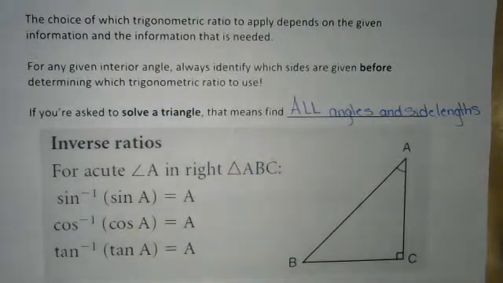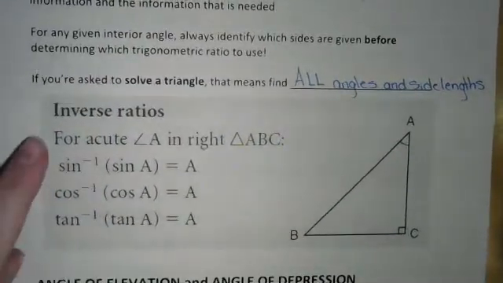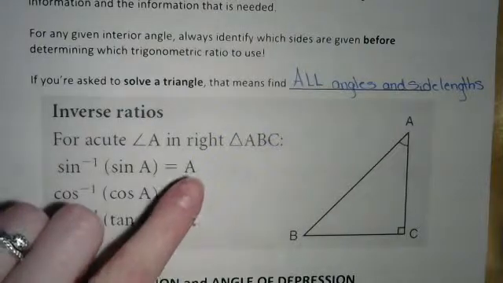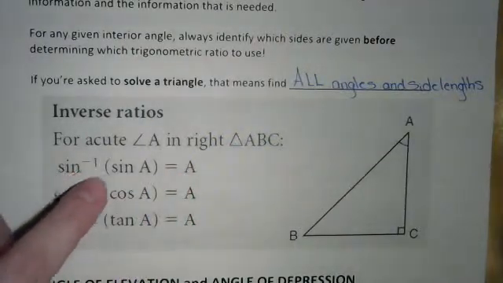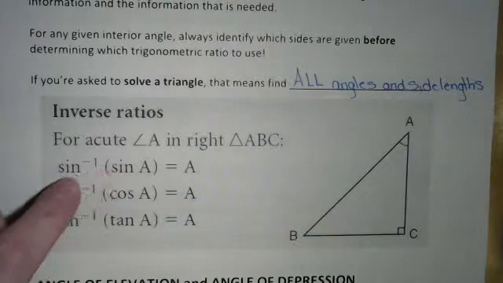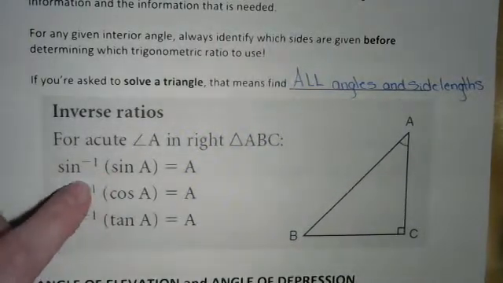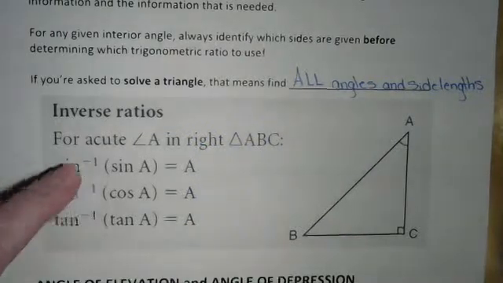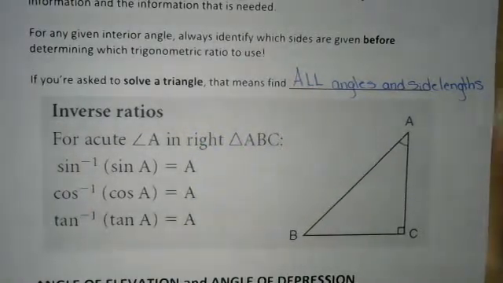Calculate inverse ratios. Inverse ratios are if you need to find the angle. So we know that sine A equals some ratio. If we need to find that angle, we can take sine inverse of both sides. I'm going to do some examples with some of those soon, but the basic premise right now is on your calculator.